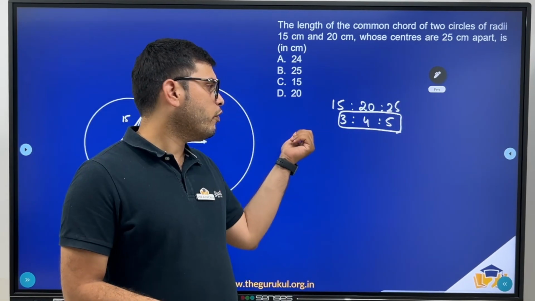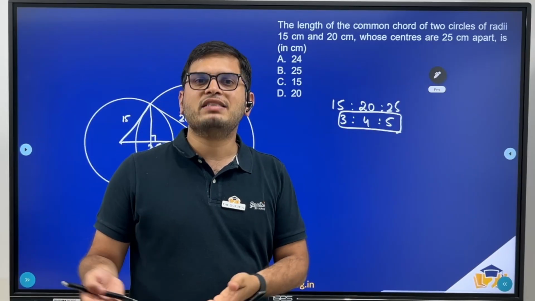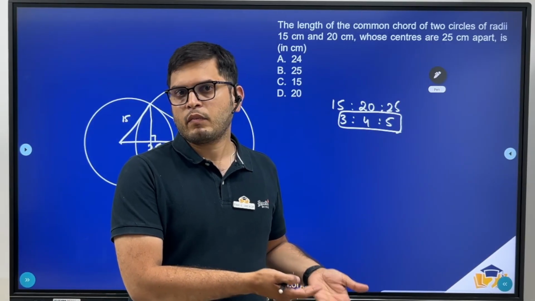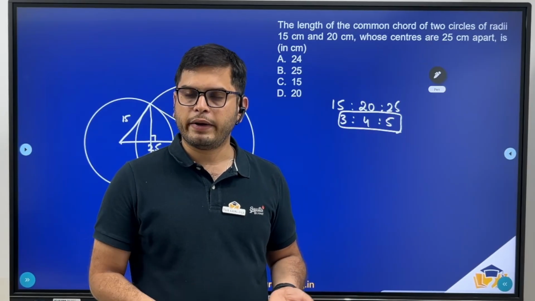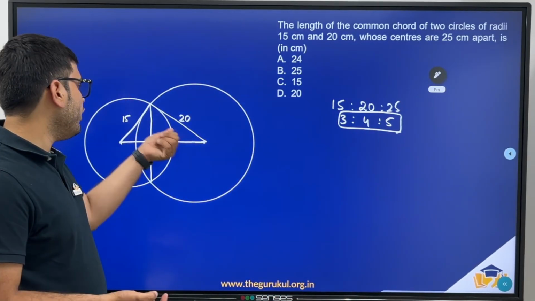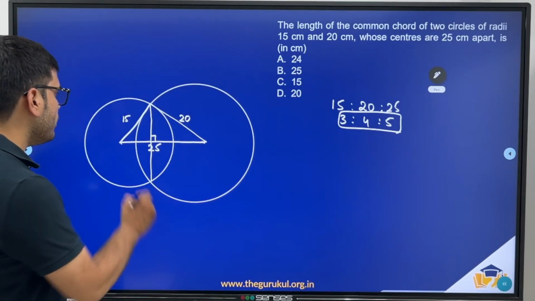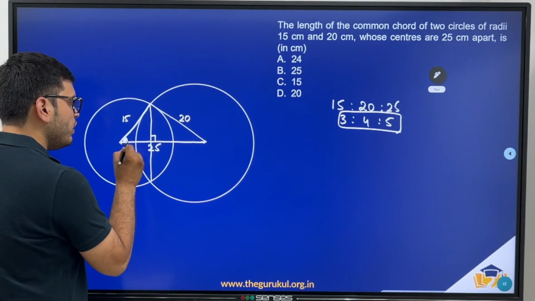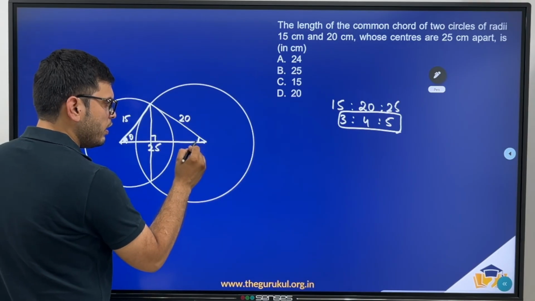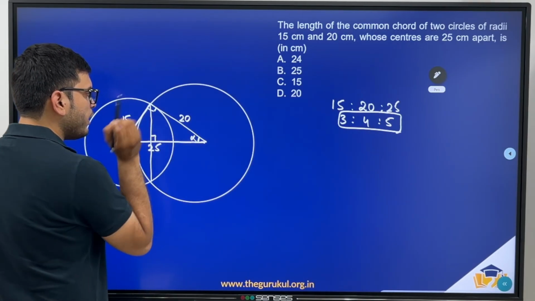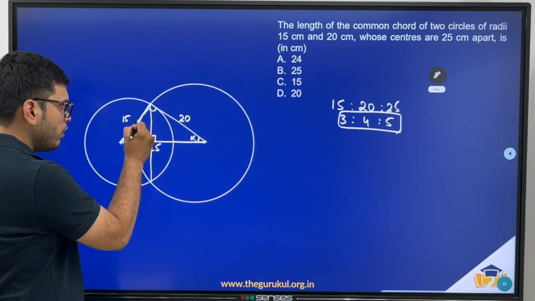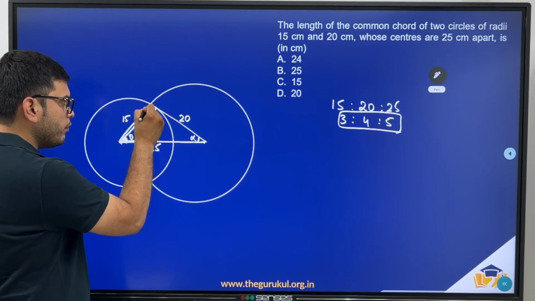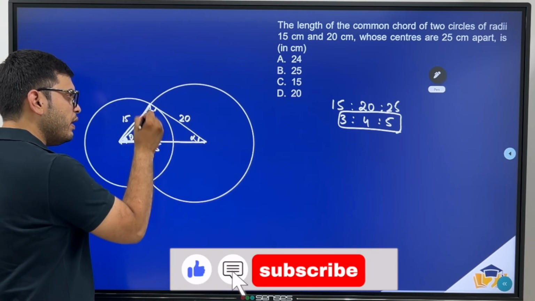So that can be of the form 3x, 4x, 5x. For example, 6, 8, 10, right? They form a right angle triangle. 12, 16, 20, right angle triangle. So here we have 15, 20 and 25, right? So if I consider this to be theta, let this be alpha, and this should be the right angle, right? Now in this smaller triangle, with hypotenuse being 15, right? Now this will be alpha.